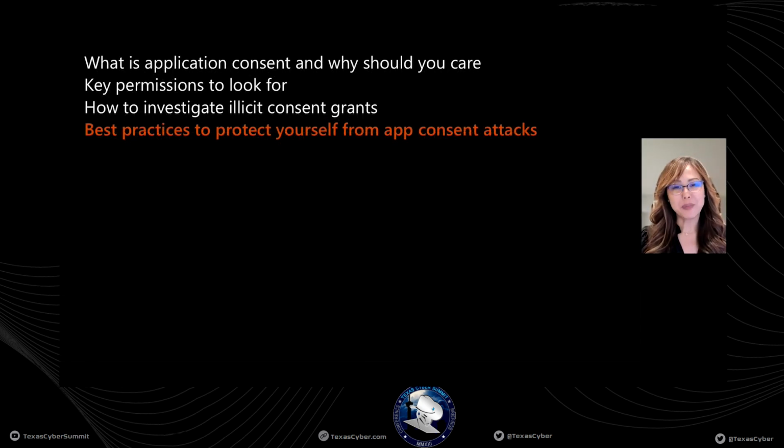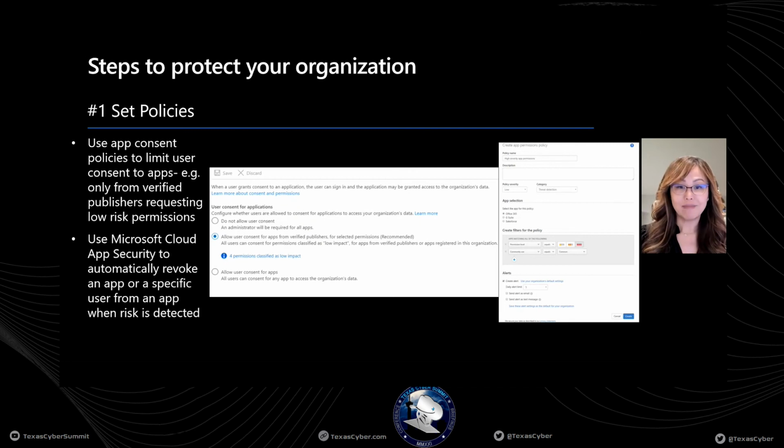Okay, we'll cover some best practices. So what are some of the best practices here? Well, first thing, set policies. Inside the Azure portal, you can decide who can consent to applications within your organization. As you can see in the screenshot on the left, you have 3 buttons. You can prohibit your users from consenting to applications whatsoever, or allow your users to consent to all the apps. Both of these are not the best decisions. What we do recommend is allow users to consent to apps that are from verified publishers, and for selected permissions that you decide as an organization are considered safe or low impact.